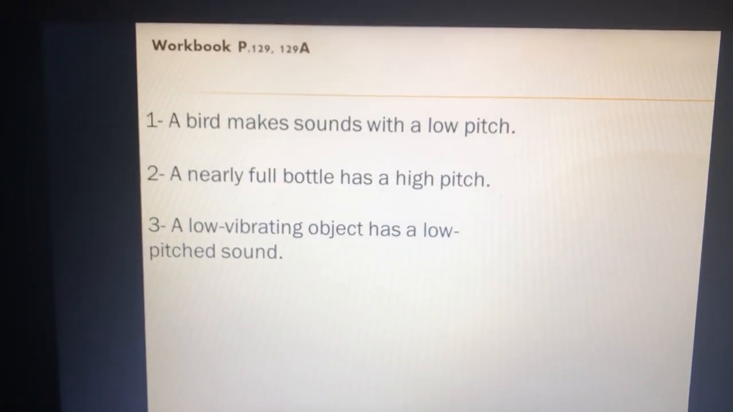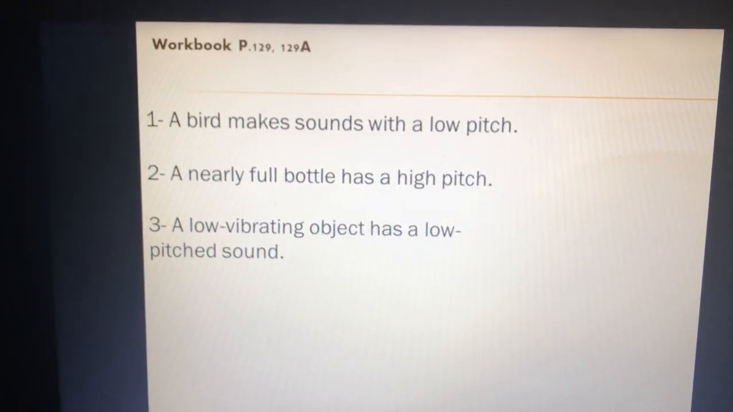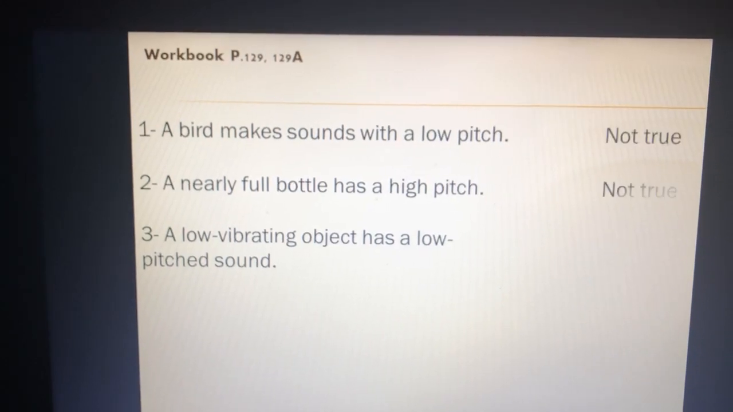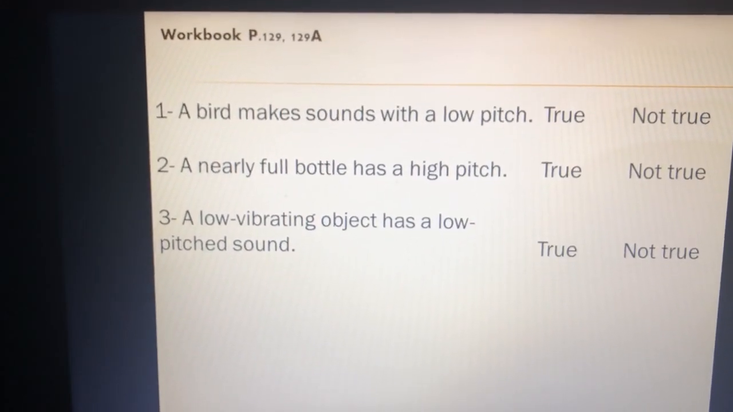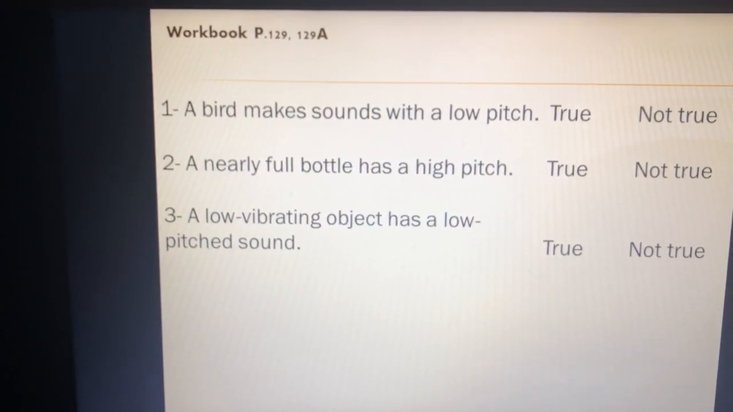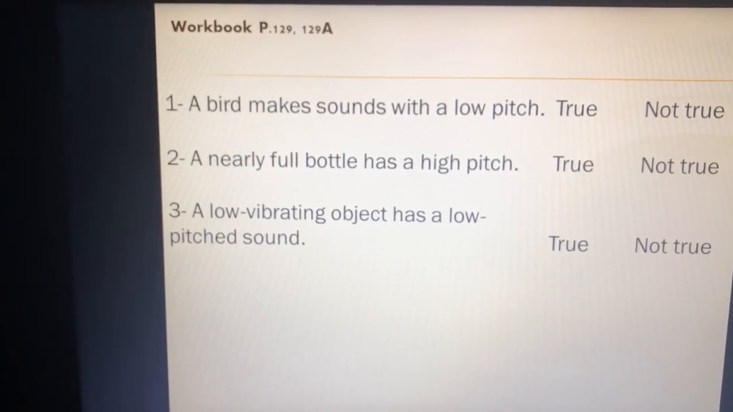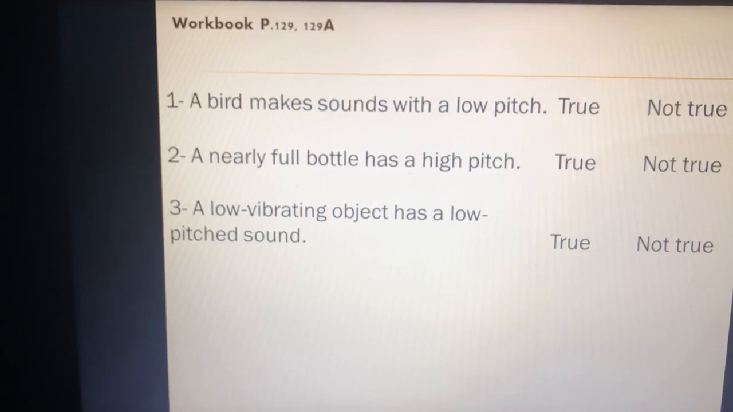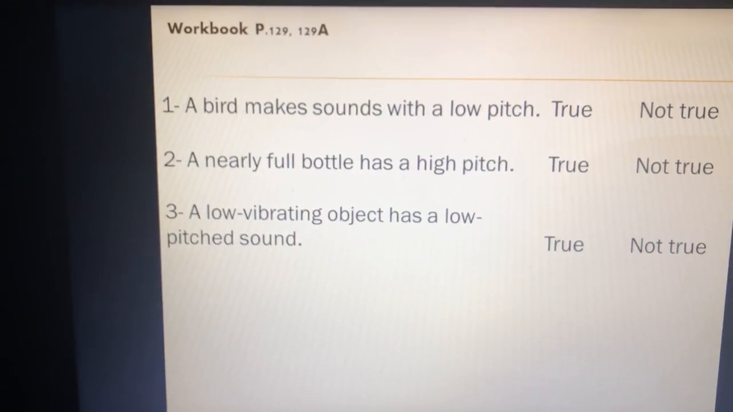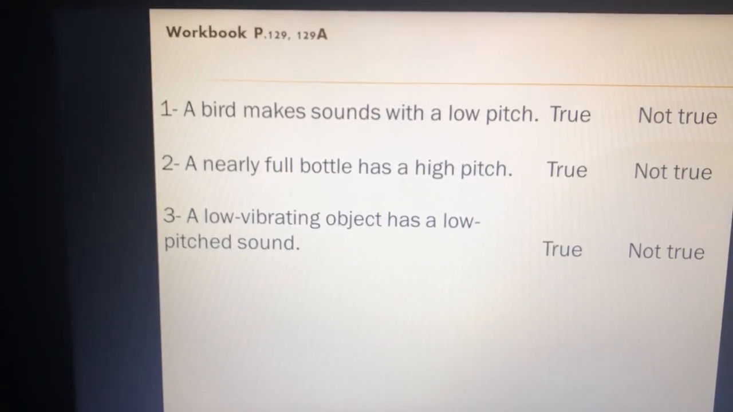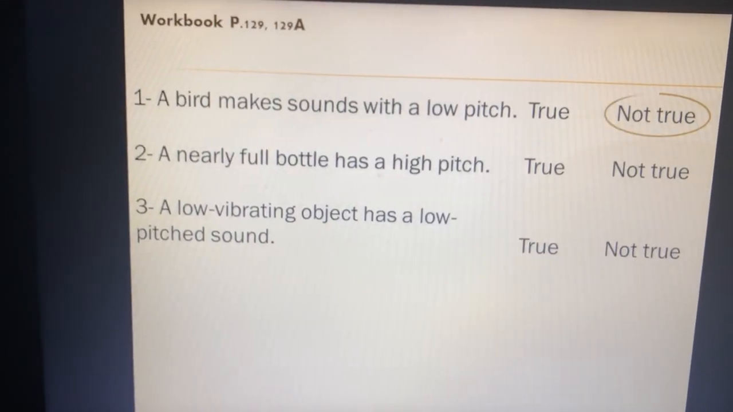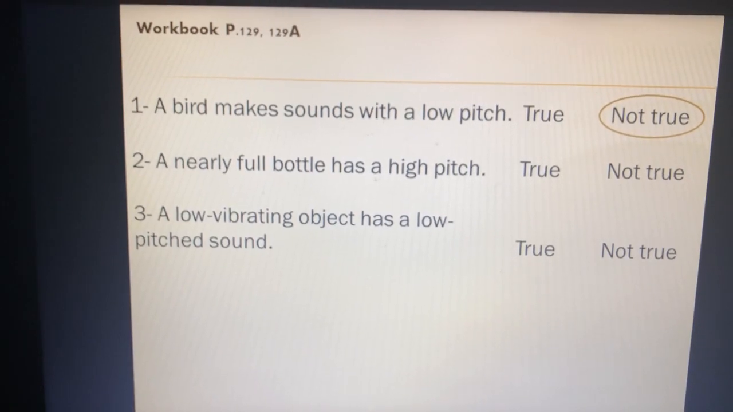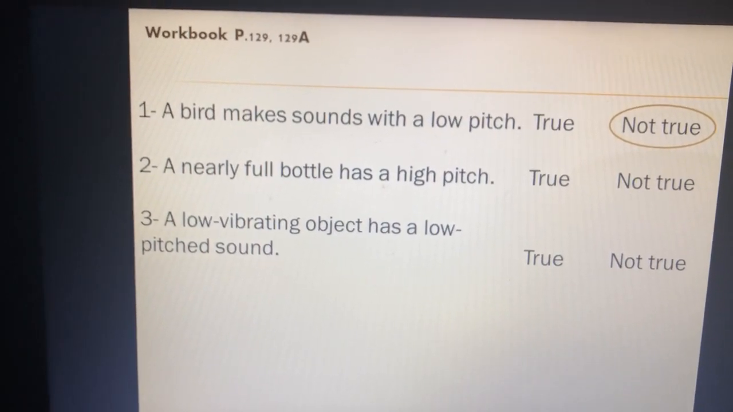Now let's move to the workbook. Please open on page 129. We will start with true and false. Number 1, a bird makes sounds with a low pitch. What do you think? Of course, it's not true. The bird makes sounds with a high pitch.